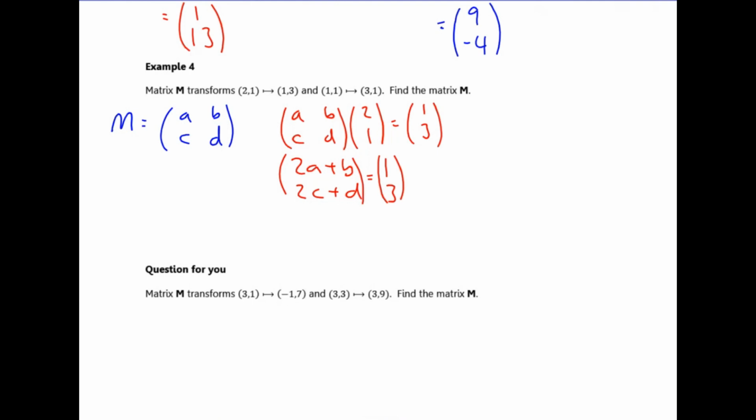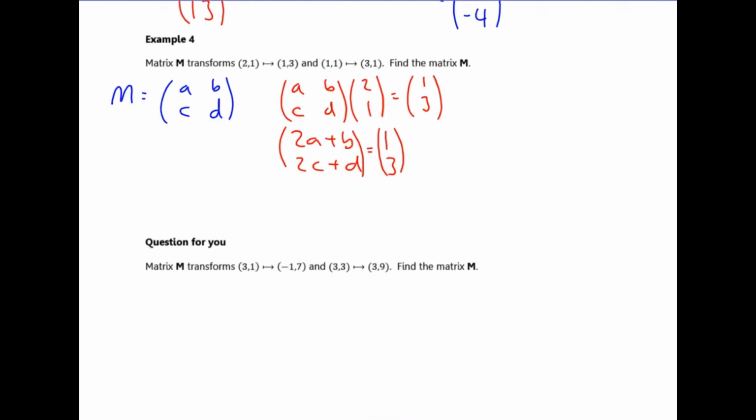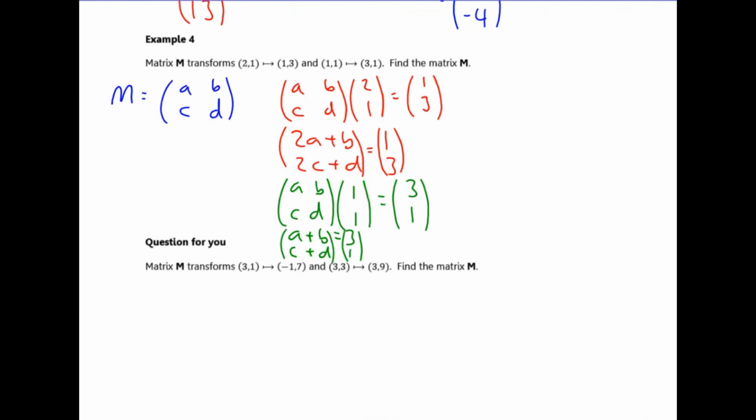Okay, so I've got 2 equations there. I can do the same for the other point. So if I do A, B, C, D, times 1, 1, I get 3, 1, which gives me 2 equations. I get A plus B equals 3, and I get C plus D equals 1. Solve these pairs of simultaneous equations to work out your A, B, C and D.